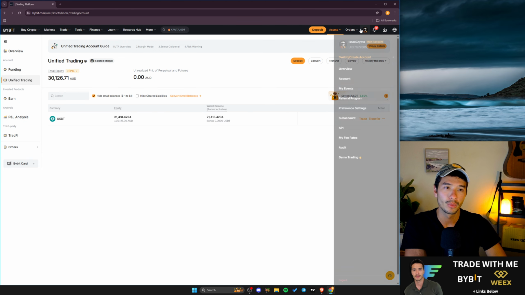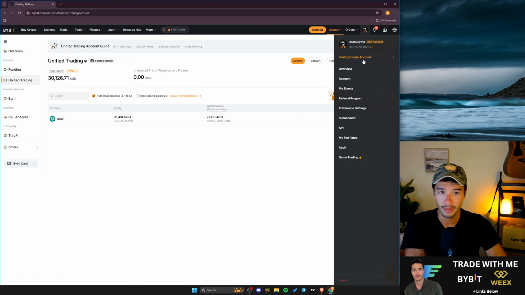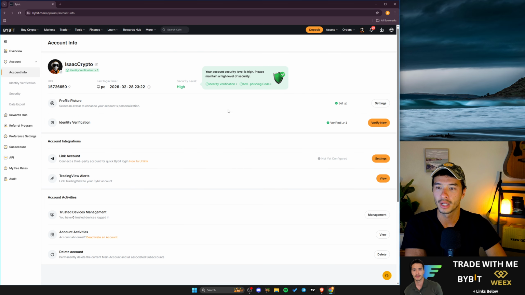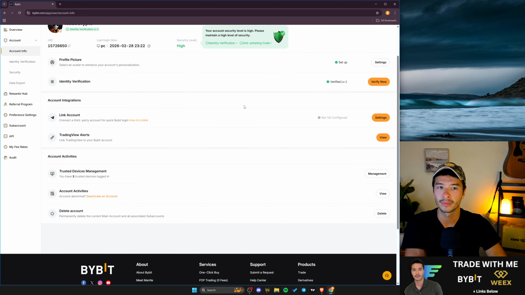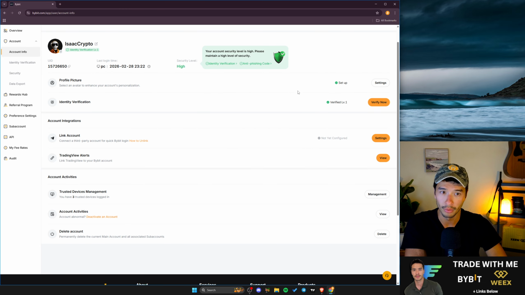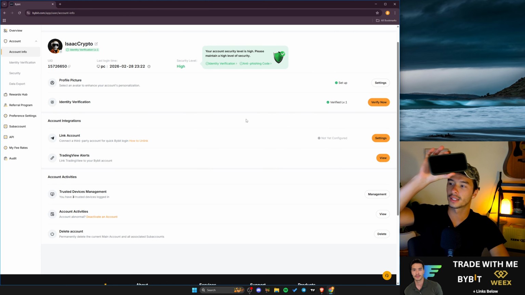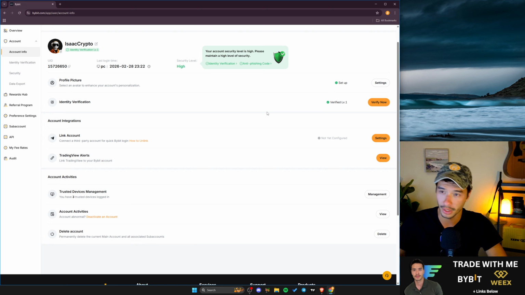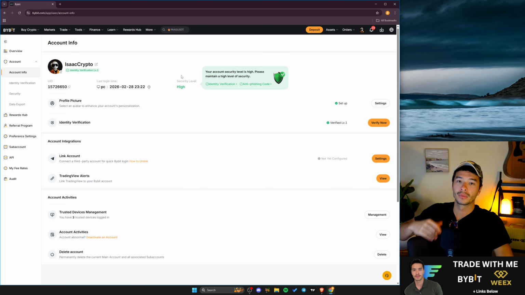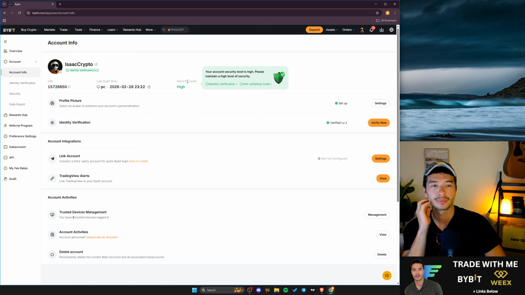Now, also what I would recommend is going to the account settings up here and checking all the information in terms of your security. Make sure you're verified. Make sure you have 2FA, which is for the phone, so no one can steal your information. Okay, so you can have high security. That's going to be very, very important.